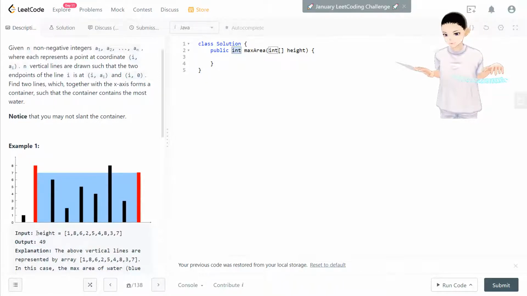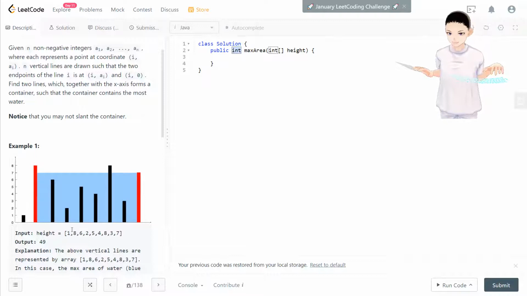The input is going to be an array of integers, and each integer corresponds to a height in this graph. So 1 is the height of 1, 8 is the height of 8. In this 2D map, we map all the integers here.